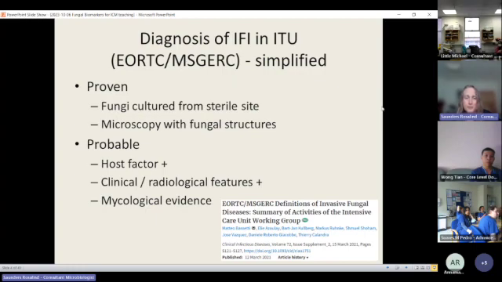So in addition to both of those two, you need some sort of mycological evidence, and this is where the fungal biomarkers come in. So the mycological evidence might not be a fungus from a sterile site sample, but you might, for example, grow Aspergillus from a respiratory sample. On its own, that could be colonisation, but in conjunction with the host factor and the clinical features, that might be indicative of invasive aspergillosis. And things like beta-D-glucan and Aspergillus galactomannan can also contribute to the mycological evidence meeting that criterion.